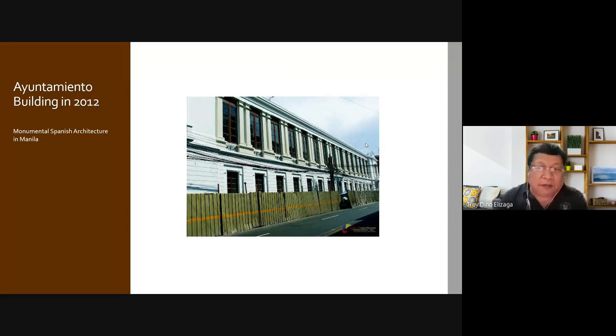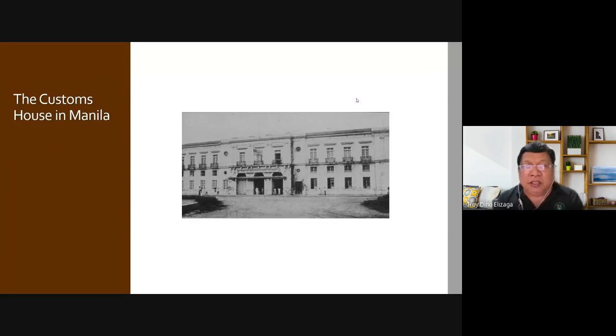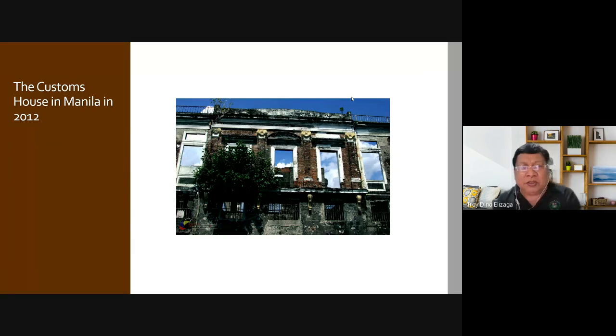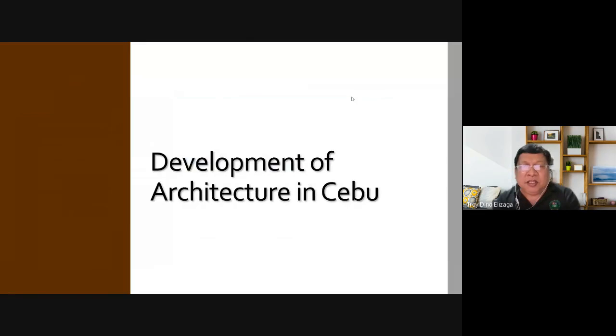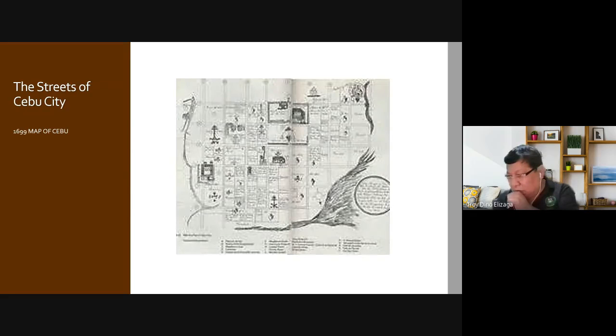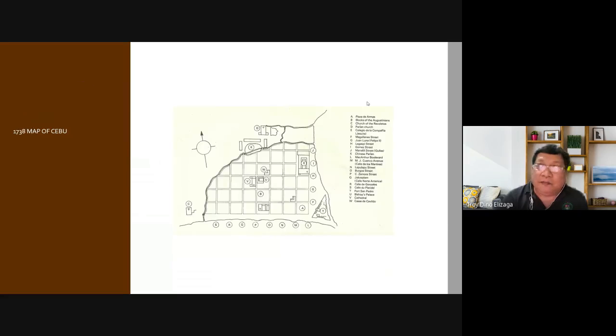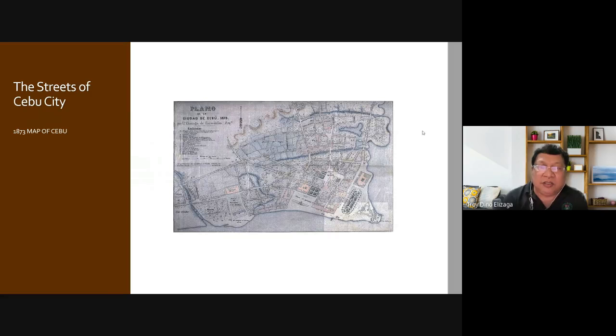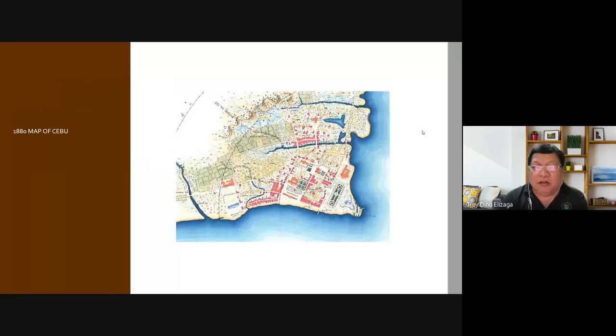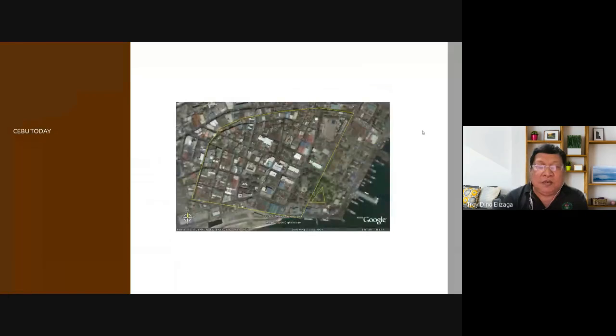So now it's fully functional. We normally have trainings held in the Ayuntamiento building. The Custom House before, and now ruins even until now. And so finally, in Cebu, development of architecture in Cebu. Now instead of discussing this, I will ask you to read the article of architect Trani, who discusses how this developed. So we will learn more.